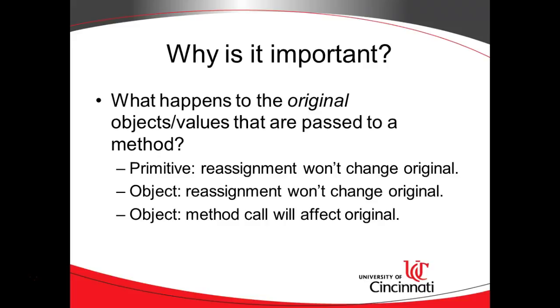Well, here's the short answer. If I pass a primitive into a method, and that method reassigns this primitive variable to a new value, that reassignment will not change the original variable in the original calling method. If I pass a variable into a method, and that variable contains an object, and the method I'm calling reassigns that variable to a new object or different object, that will not affect the original. Now, third case, if I pass an object into a method via a variable, and the method I'm calling doesn't change the variable, it doesn't reassign it, but it does call a method on that object, then that method call will affect the original. So let's look at an example.